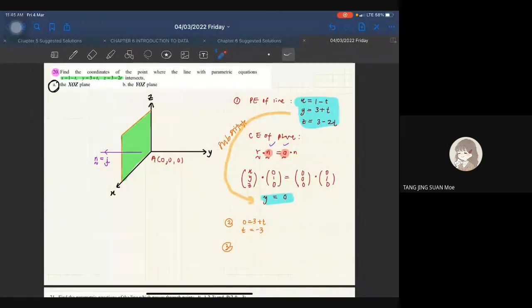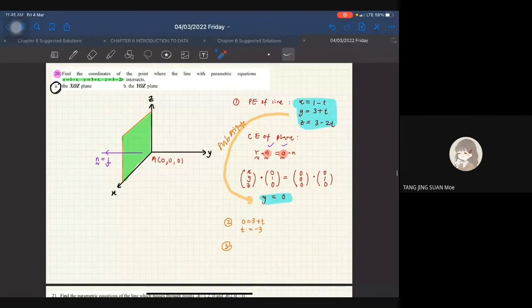Tapi dia macam tak clear sangat sebenarnya untuk saya. Sebab saya macam tak nampak sangat dia punya datang y equal to 0 tu. Nanti awak try PM saya lepas ni. Boleh. Okay, thank you. Alright. Okay, so itu sahaja.